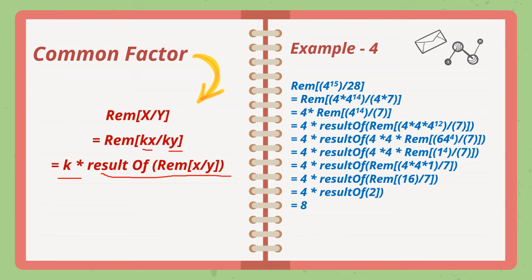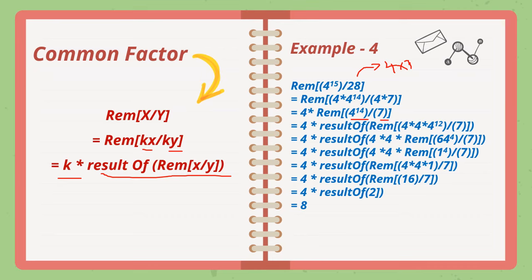To re-emphasize, we have taken an example here: 4 to the power 15 divided by 28. So 28 can be written as 4 into 7 indeed, and the numerator is 4 to the power 15. So I have a common factor. I'm going to take 4 outside. When I take 4 outside, this becomes 4 to the power 14 and this becomes 7. So it is 4 into the remainder when you divide 4 to the power 14 by 7. If you understand, 64 when divided by 7 leaves remainder 1. So we are going to focus on 64.